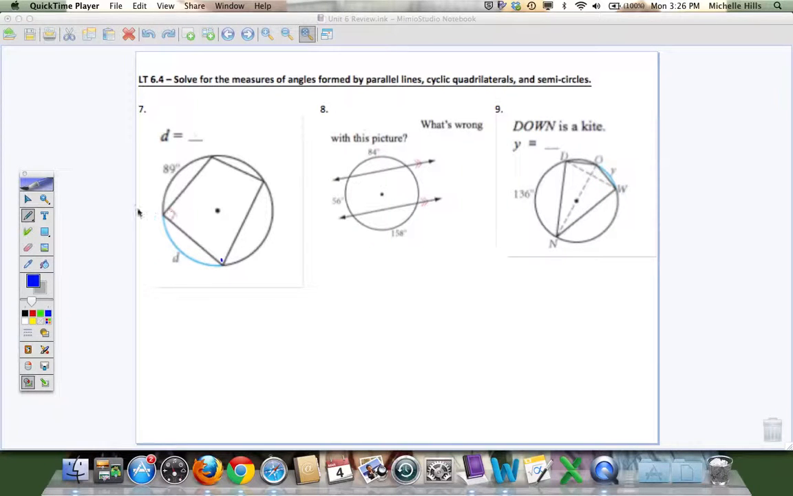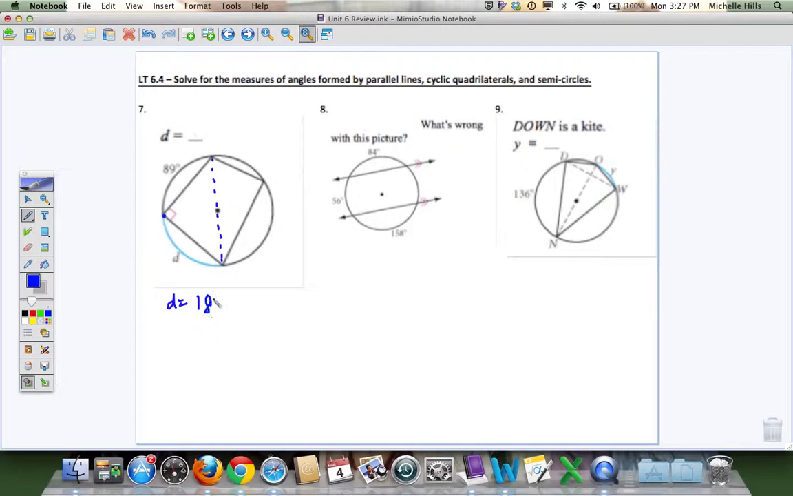So one thing I should know is that if this is a right angle, it means that it intercepts a semicircle of the circle, which should make sense because it's an inscribed angle. It measures half of the intercepted arc, so 90 is half of 180, so that's got to be a diameter. If that's the case, it makes this a semicircle, so to find D, I'm just going to take 180 and subtract out the 89 to get D is 91 degrees.